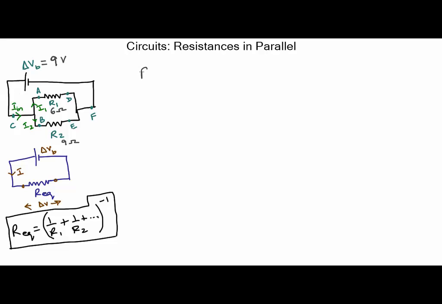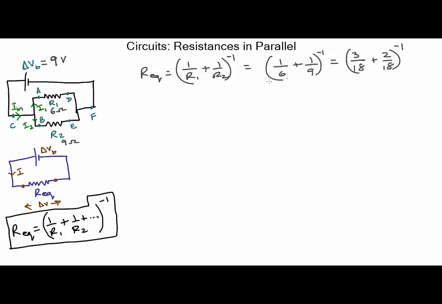So I've got R equivalent equals 1 over R1 plus 1 over R2, and when I get that, I've got to take the reciprocal of that whole thing, which in this case, when I put the numbers in, is 1 over 6 plus 1 over 9, to the minus 1. You can use your calculator to do this. I'm going to just quickly do a common denominator thing. So this would be 3 over 18 plus 2 over 18, to the power of minus 1, which would be 5 over 18 to the power of minus 1.